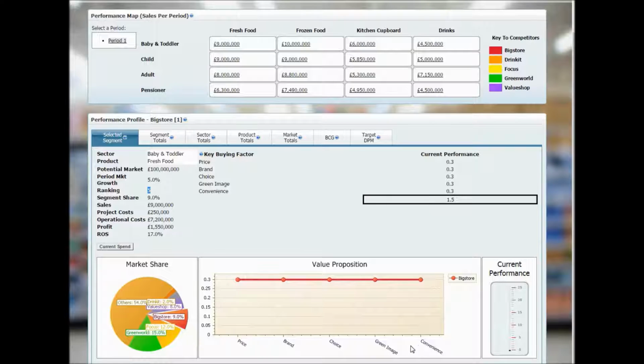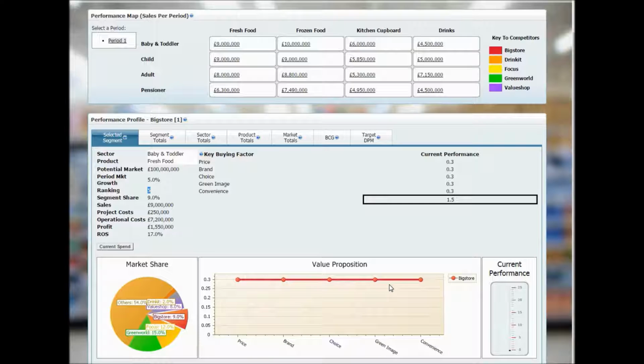Now, unfortunately for Big Store, on these key buying factors we're only scored 0.3. And this score will go up to 5.0. So we're scored just 0.3 out of 5 on each of these key buying factors. So pretty poor score, hence our low ranking. Now the good news for Big Store is that we've fixed it in the game so that all the other competitors also have the same poor flat value proposition. So they are also ranked number 5 as well. So we're all joint 5 at the start of the game.